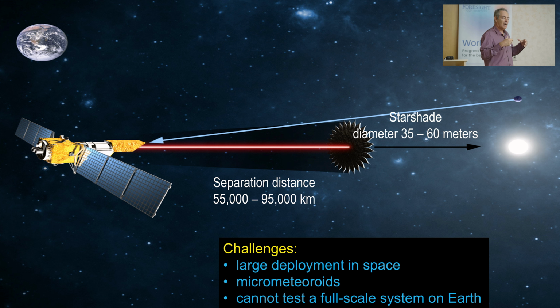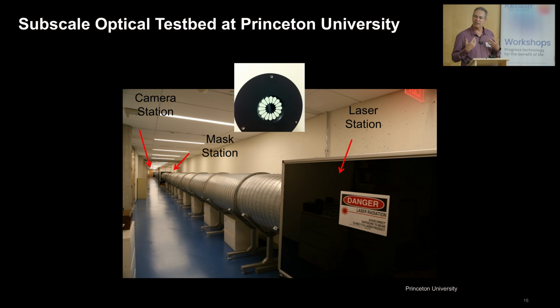And then lastly, NASA hates when you can't test something exquisitely. So we can't test a full-scale starshade in space because you can see that the separation between the two spacecrafts can near up to 100,000 kilometers. So we end up having to do a lot of subscale testing, and we rely on modeling to be able to tell the story. So here's a lab that we funded for a Princeton scientist. It's in the basement of their chemistry building, and basically we simulated the star with the laser. You see the camera on the left, that's the telescope, and then in the middle is our subscale starshade.